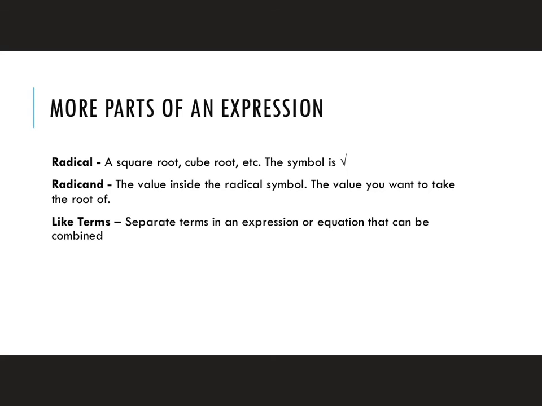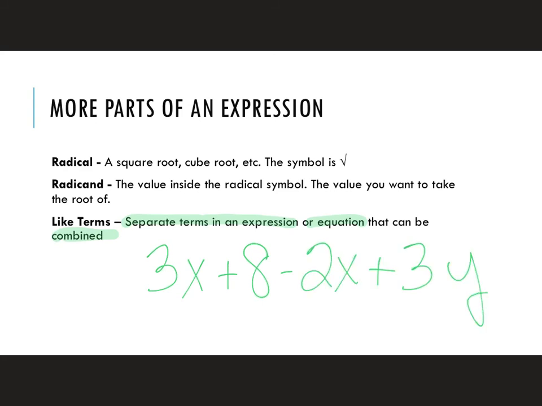Finally, there's something called like terms. I will get into these more, but they are separate terms in an expression or an equation that can be combined. So, for instance, if I had 3x plus 8 minus 2x plus 3y, I have the like terms 3x and minus 2x, and they can be combined to give me x plus 8 plus 3y.